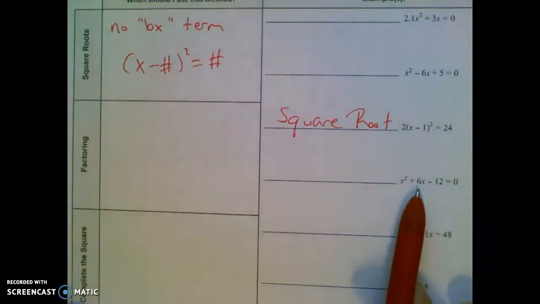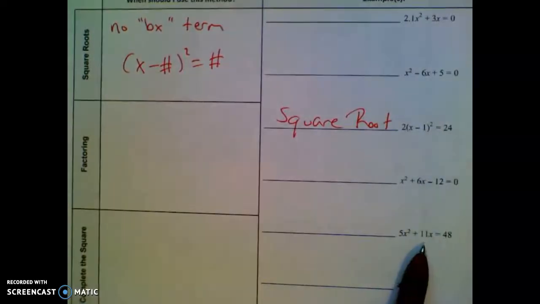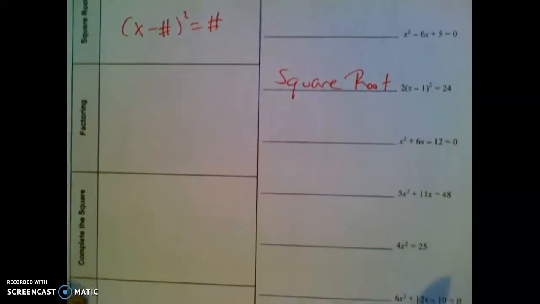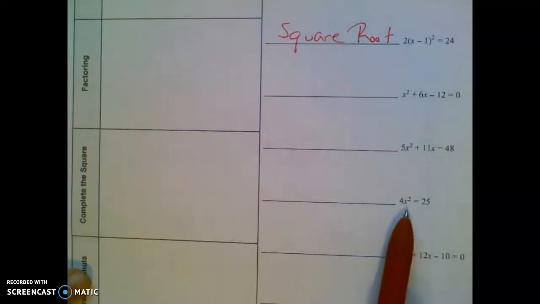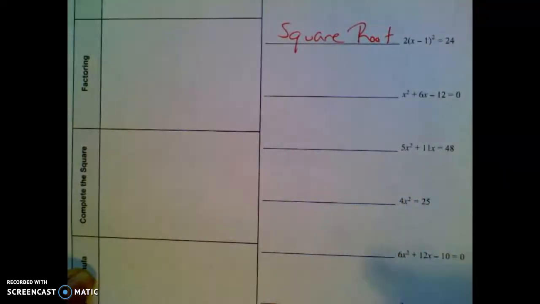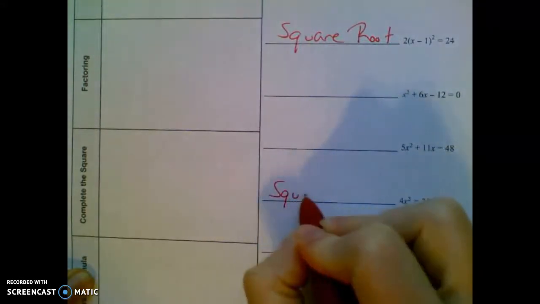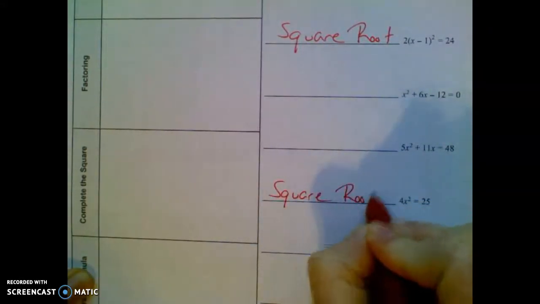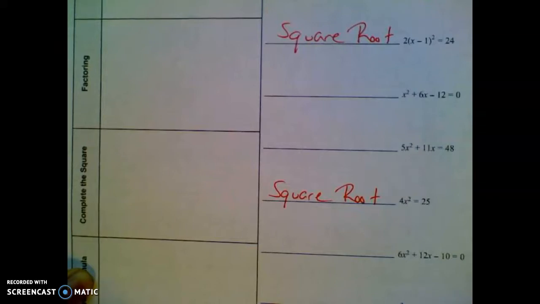Alright, moving on down, I see an x term, so can't use it there. I see an x term, so can't use it there. Oh, but right here, I see no x term. So I would divide by 4 and square root both sides. So this would be another square root method. You can always solve every single thing by completing the square or quadratic, but if you're able to do square root, it is the easiest method on the ones that it's actually applicable for.